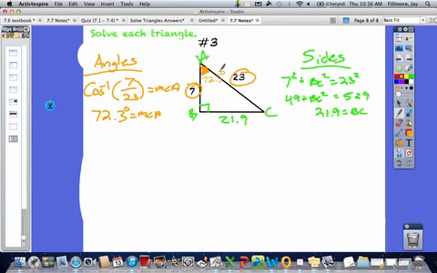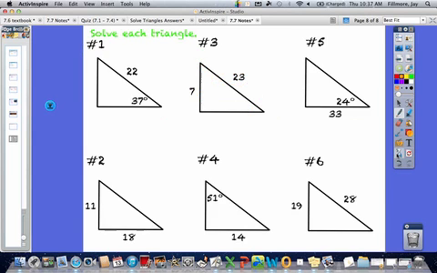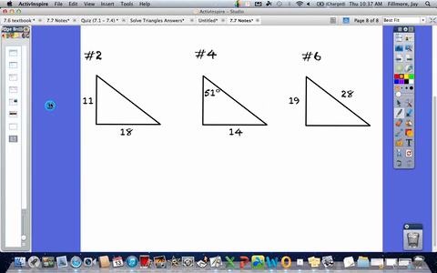And now I can use my triangle sum theorem to find my third one. You don't really need to use trig again. I can just take 180, subtract the 90, and subtract the 72.3, end up with 17.7 degrees. And now I've solved the triangle. I found every angle measure and every side length. Let's do one more that involves having to use some inverse trig.